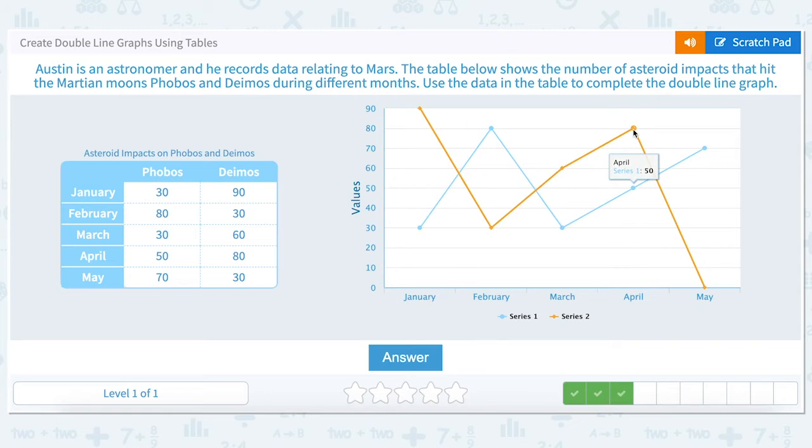Next, we have May. And this is our last point. In May, Deimos again had 30. So we go to May, we travel up the y-axis until we reach 30, and we plot a point. We have now plotted all values for both Phobos and Deimos on the graph. So let's answer the question.